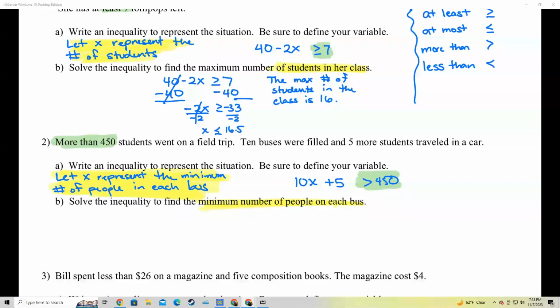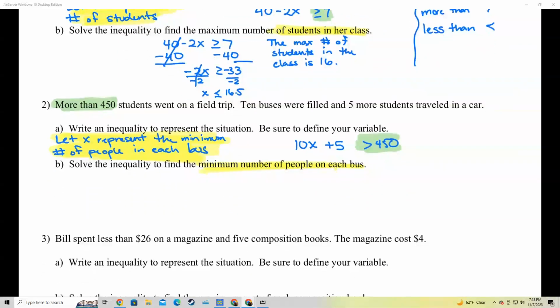So if I put 9 people on each bus and there's 10 buses, that's going to be 10 times 9, which is 90. I'm counting by tens in this case. Now that should take care of all the students. Let's go ahead and solve this.